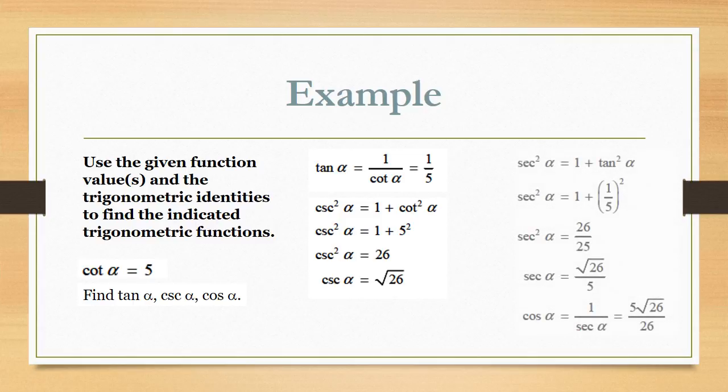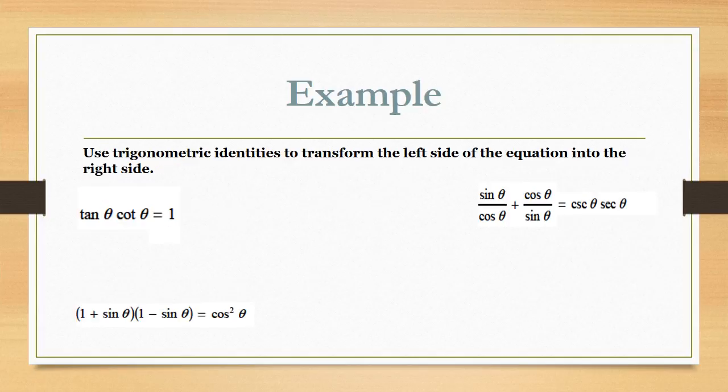And we have one that says the secant squared is 1 plus tangent squared. So we find that the secant squared is 26 over 25, or the secant is square root of 26 over 5. The cosine is the reciprocal of that, so flipping it upside down, we get 5 over the square root of 26, and then rationalizing the denominator, 5 square root of 26 over 26.